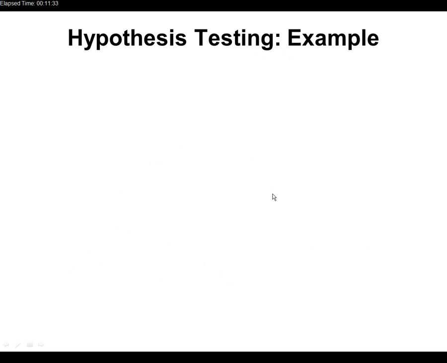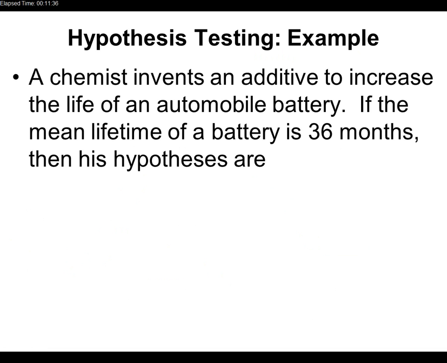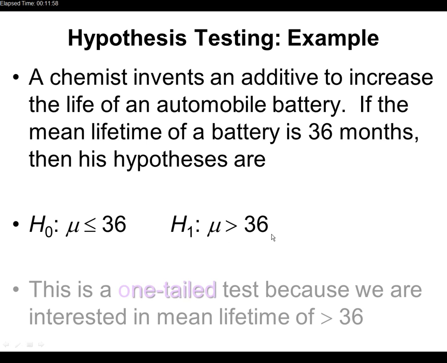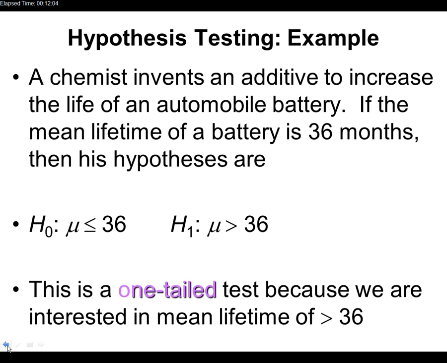Here's another example. A chemist invents an additive to increase the life of automobile batteries. If the mean lifetime of a battery is 36 months, then here are the hypotheses. The null hypothesis states that the mean is less than or equal to 36, and my alternative hypothesis is that the mean is going to be greater than 36 months. Okay. This is a one-tailed test because we're interested in a mean lifetime that's greater than 36. So if you draw your curve, okay, we are only working under this tail. We're looking for ones that are greater.